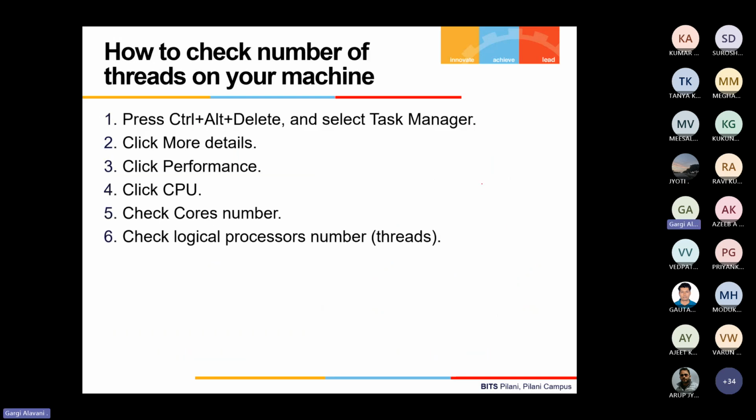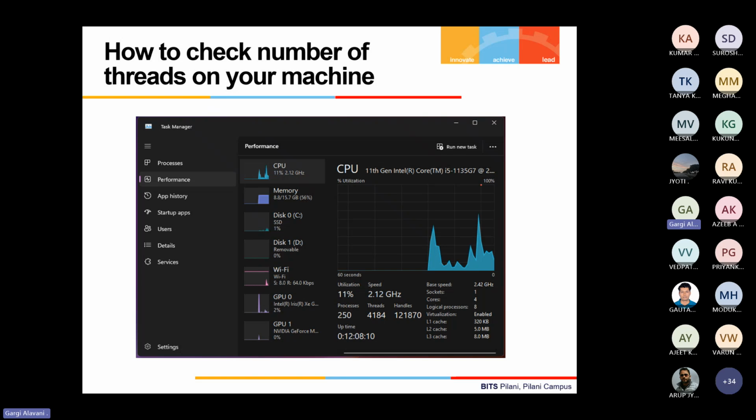Now, how do you check the number of processes and threads on your machine? Even if you're using a Windows machine, you can just use Control Alt Delete and check in the Task Manager. There you have to click on more details, then performance, and in CPU you can check the number of cores. You'll see something like this.